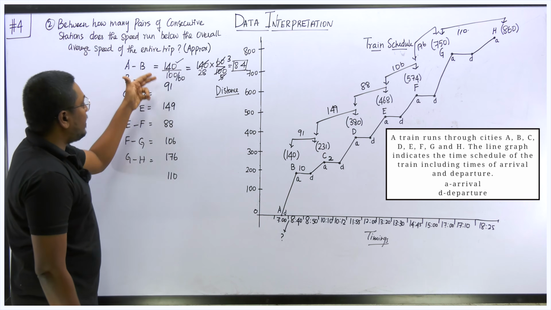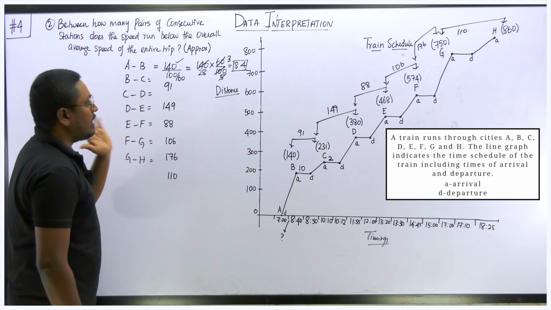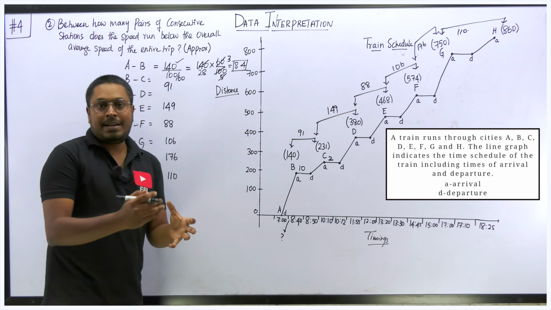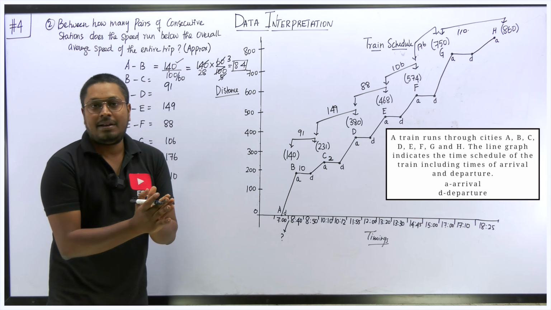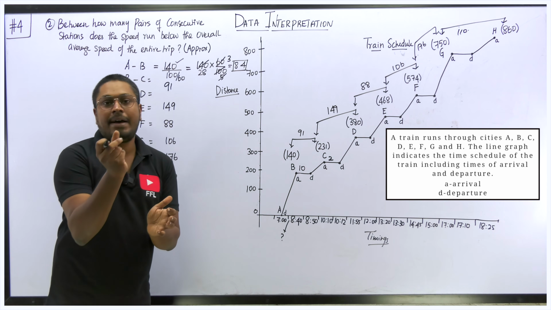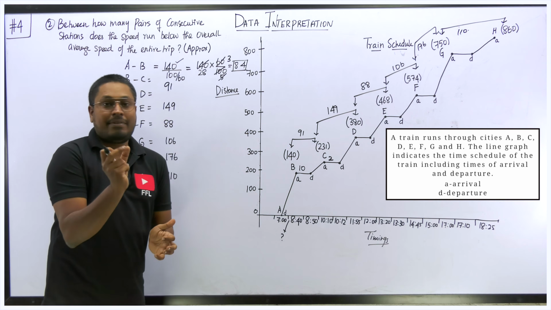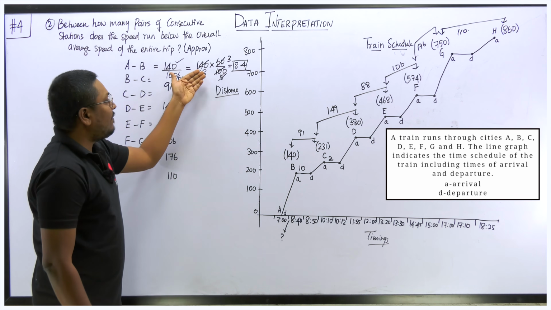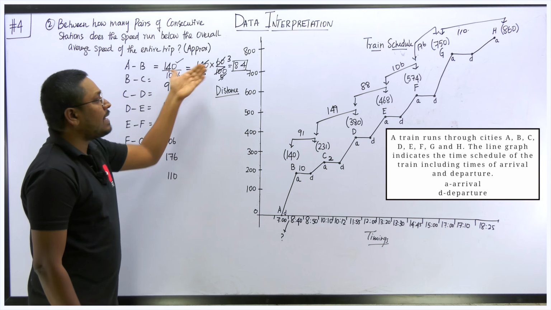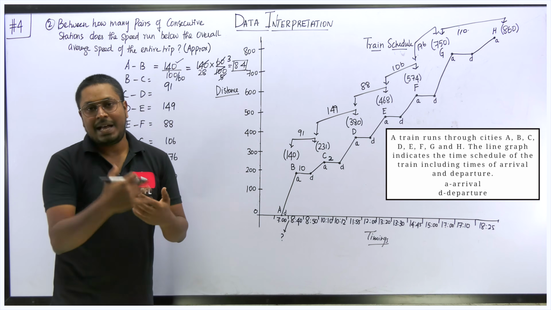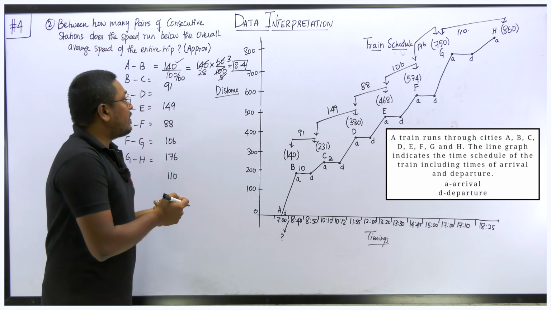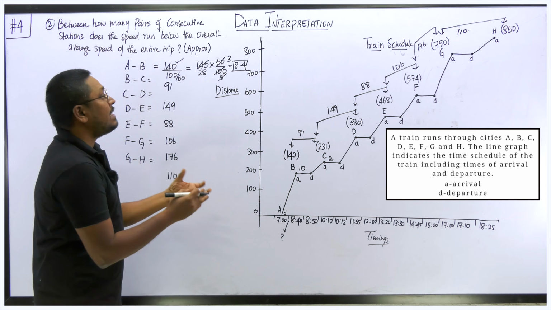So we have to find 1 2 3 4 5 6 7. Yes, totally 7. After finding all the speed values, we have to divide by 7. After dividing by 7, we will get the average speed. After finding the average speed, we have to see between which stations the speed is low when compared to the average speed, right? From this point itself, mostly we can guess.